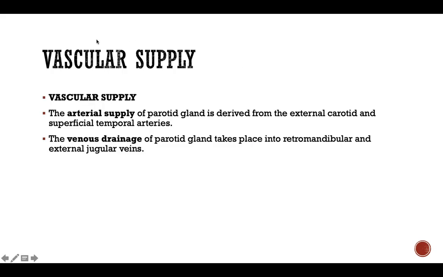Next topic is the vascular supply, that is, we have the arterial and the venous drainage. The arterial supply, as we know, is derived from the external carotid and the superficial temporal arteries, and the venous drainage is through the retromandibular vein and the external jugular veins. It's pretty much obvious because we have studied these are the two structures which pierce the parotid gland. So they are the two structures which are supplying the parotid gland.